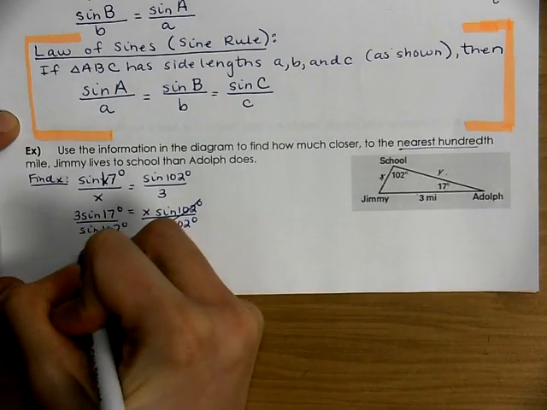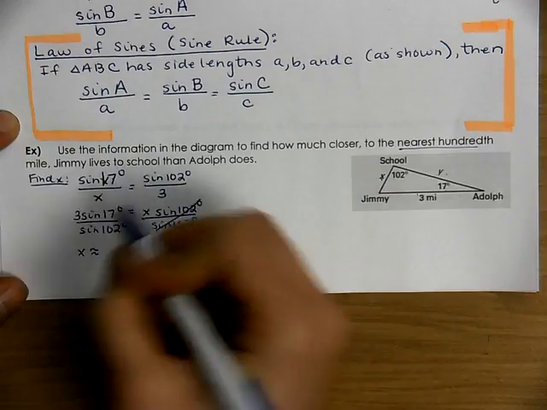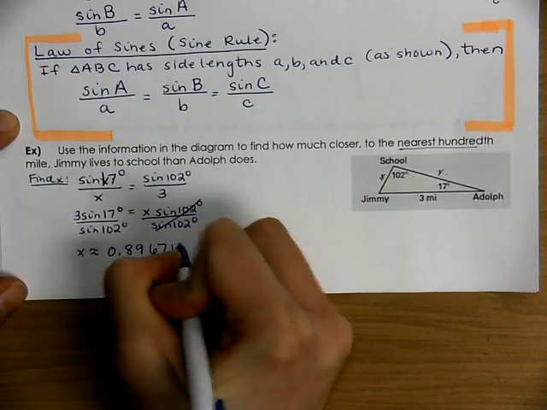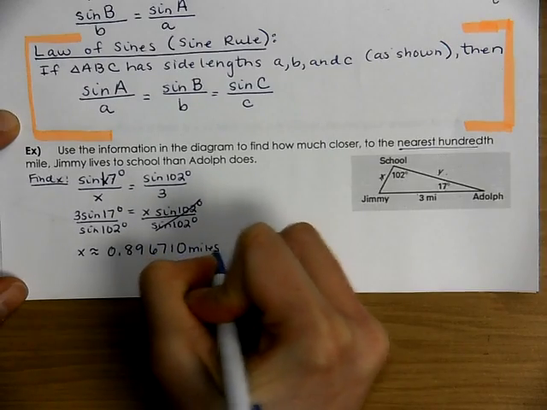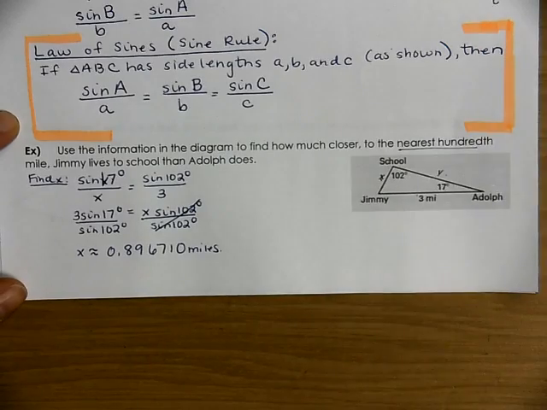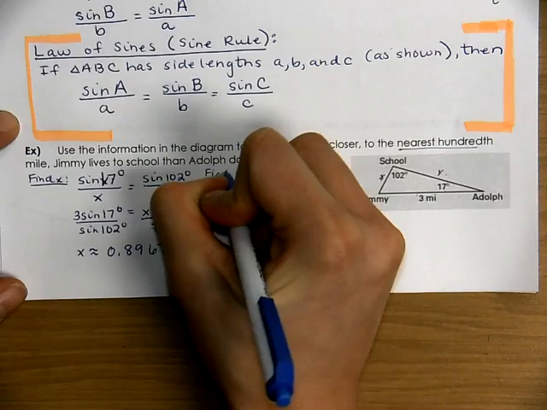When I solve that, I get that x is approximately 0.896710 miles. I'm keeping all of these decimals right now, even though it says round to the nearest hundredth, because I don't want to round until the very end, so we want to make sure we do that. All right, so now I also need to find y.